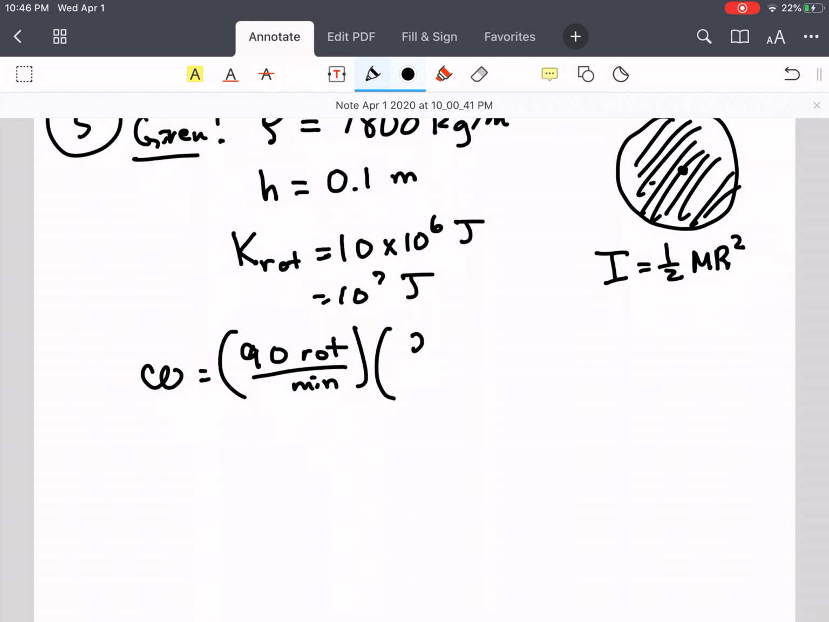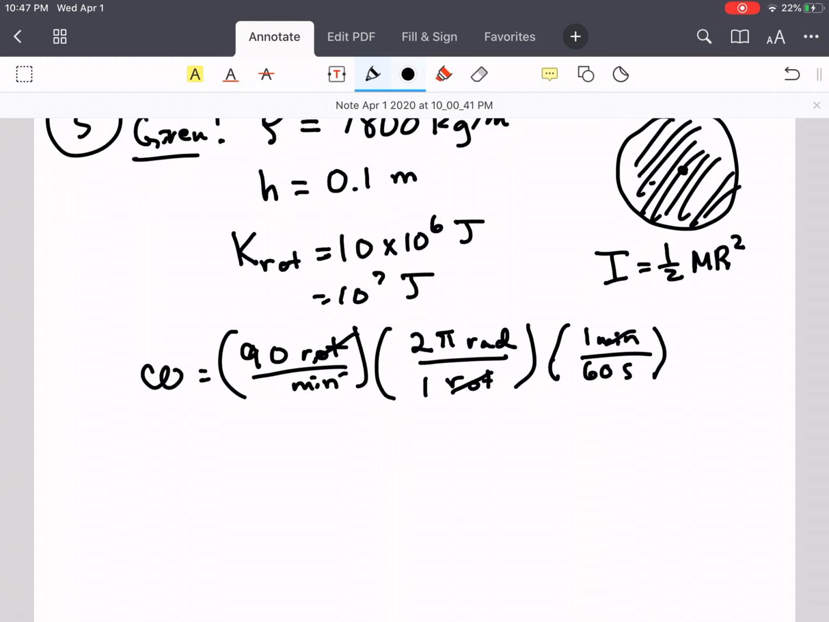So as we did last time, first we're going to convert by using that 2 pi radians, or 360 degrees, is 1 full rotation. It gets rid of the rotations. And we're going to also multiply this by 1 minute divided by 60 seconds, which will give us radians per second. So when you plug in these numbers, this turns out to be 9.425 radians per second.